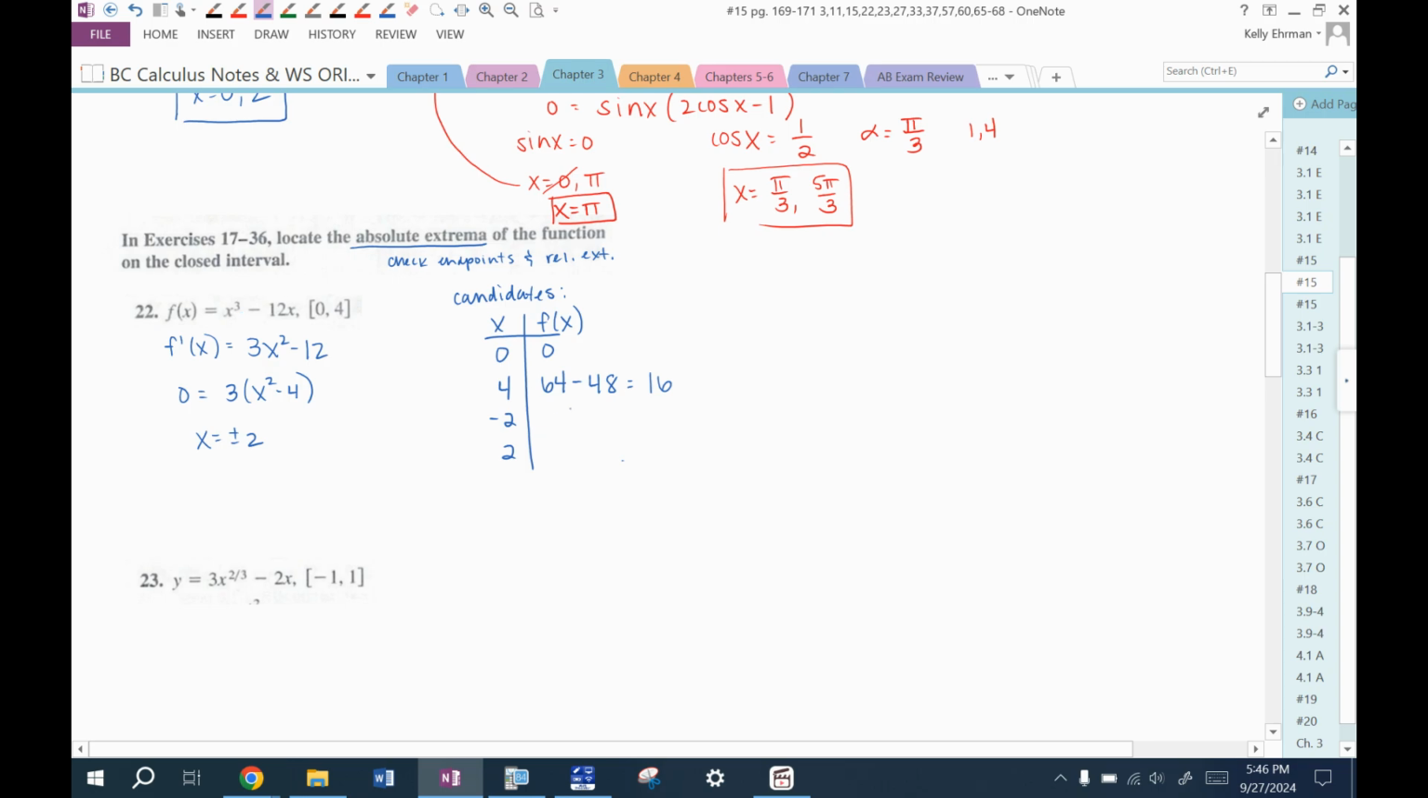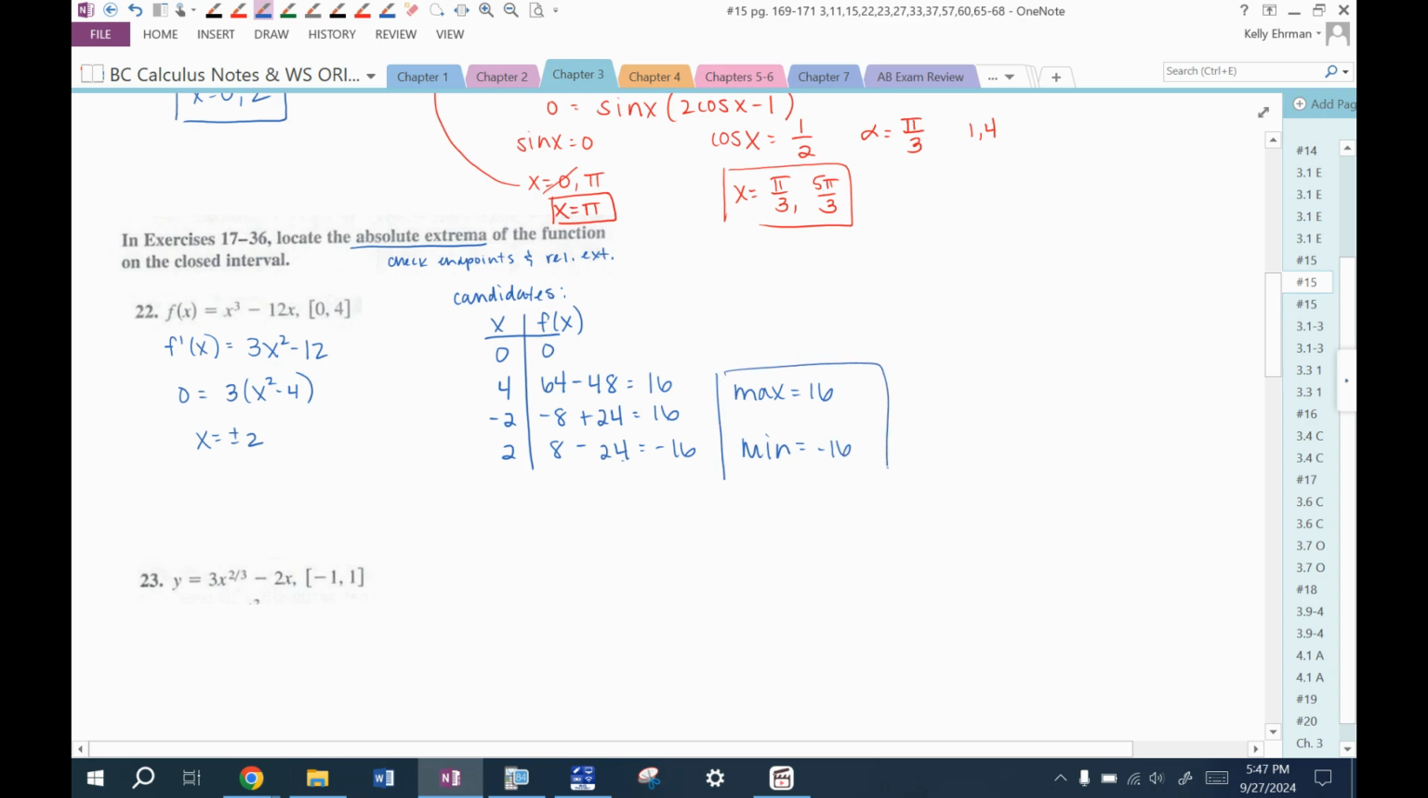And if you plug in negative 2, you get negative 8 plus 24. Now that's also 16. And if you plug in 2, you get positive 8 minus 24. That's negative 16. So it just says locate the absolute extrema of the function. So I'm going to say there is a max of 16 and there's a minimum of negative 16.